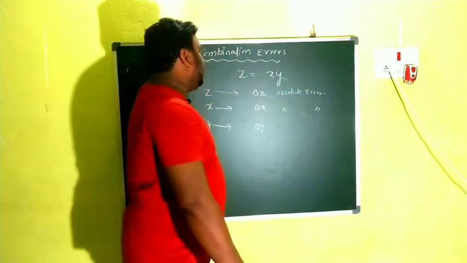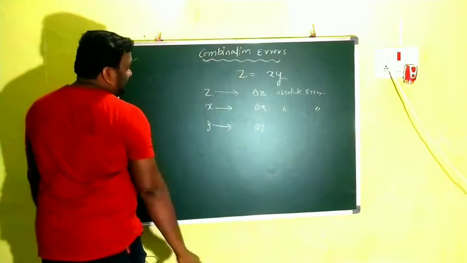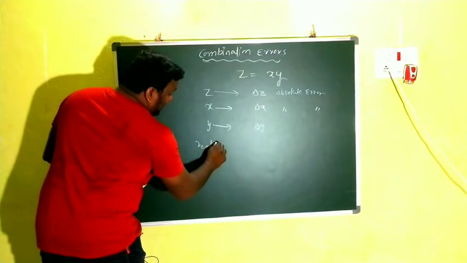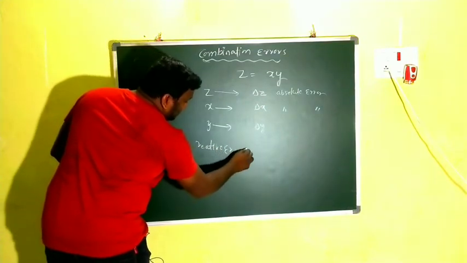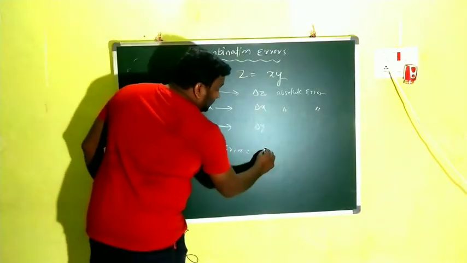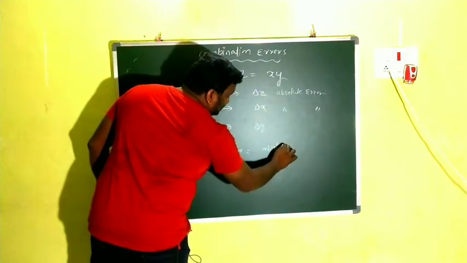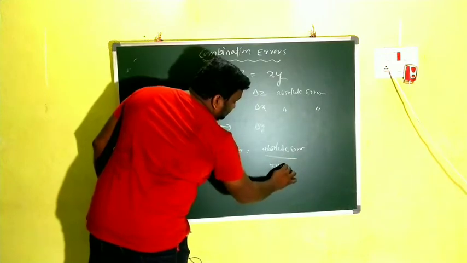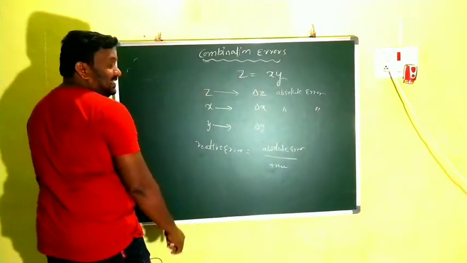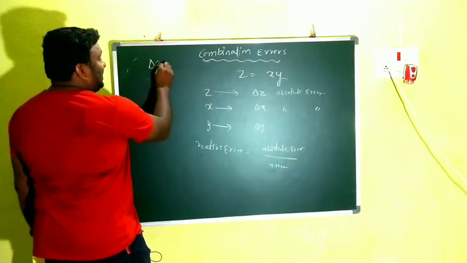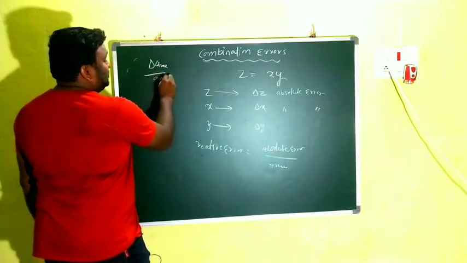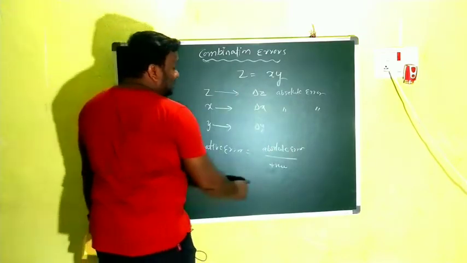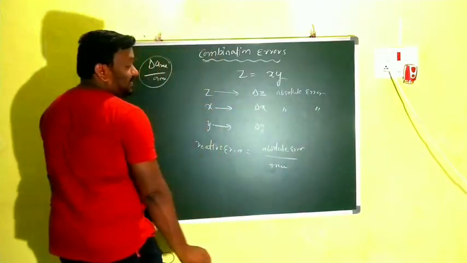Already we know what relative error is. I explained relative error in one particular video. Relative error is nothing but, how can we write it? Relative error is equal to absolute error by true value. At that time I explained delta a mean by a mean. Here we have only one value, that's why I am simply writing absolute error by true value.